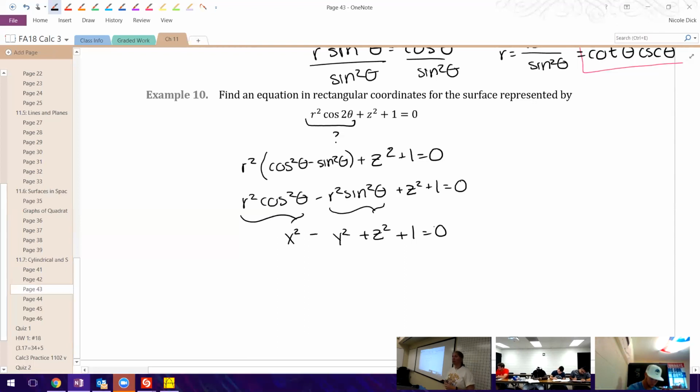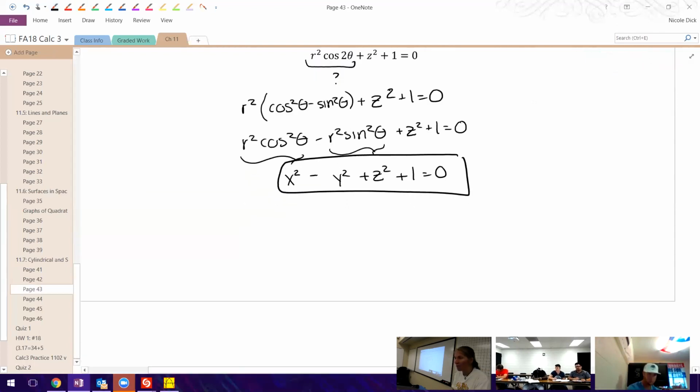And now we are in rectangular coordinates. You can stop there, that is fine. But if we did a little bit more work, this one actually turns out to be a hyperboloid of 2 sheets. So let's real quick just rewrite this.